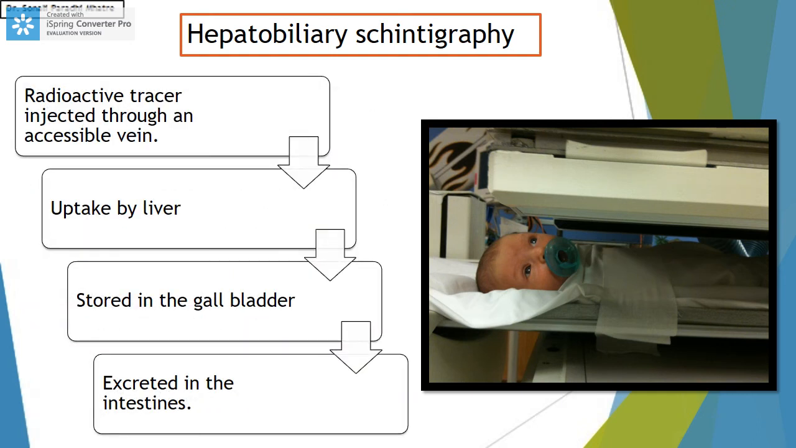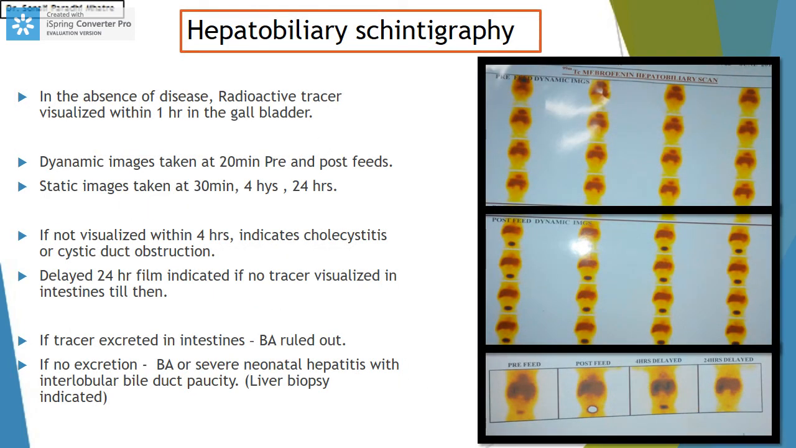In the procedure, a radioactive tracer is injected through an accessible vein. This tracer is then taken up by the liver, stored in the gallbladder, and it should be excreted into the intestines. Now what happens when the child has biliary atresia? In the absence of disease, the radioactive tracer is visualized within 1 hour in the gallbladder. To the right of you, you can see one of the reports of the scan which was done.